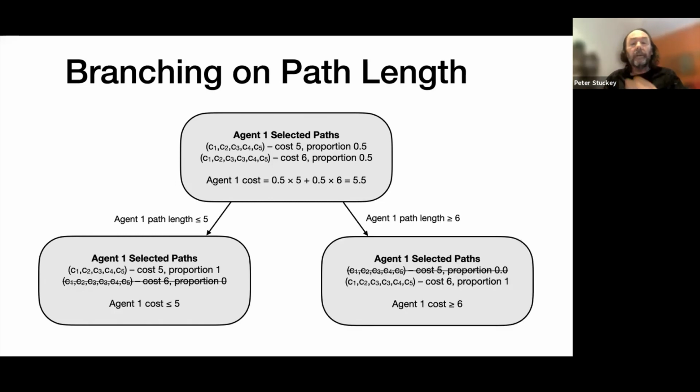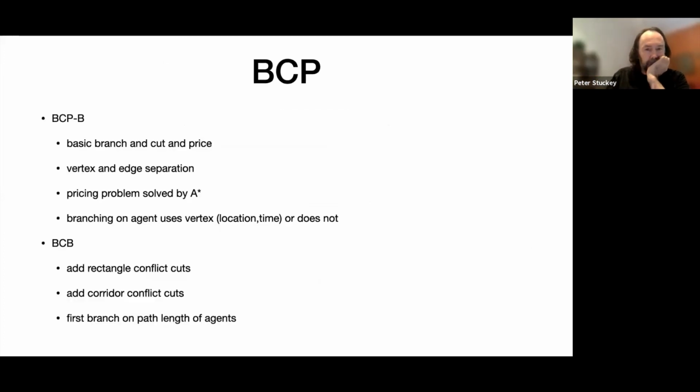And so by fixing the path length, we don't force a single path to be chosen. We stop this behavior, which is very common in these LP solutions, where you sort of move an agent along, then send half of it forward one step and then follow it at half, because that's a way of avoiding using any resource at total 1 at any time. By branching on the path length, we stop that.